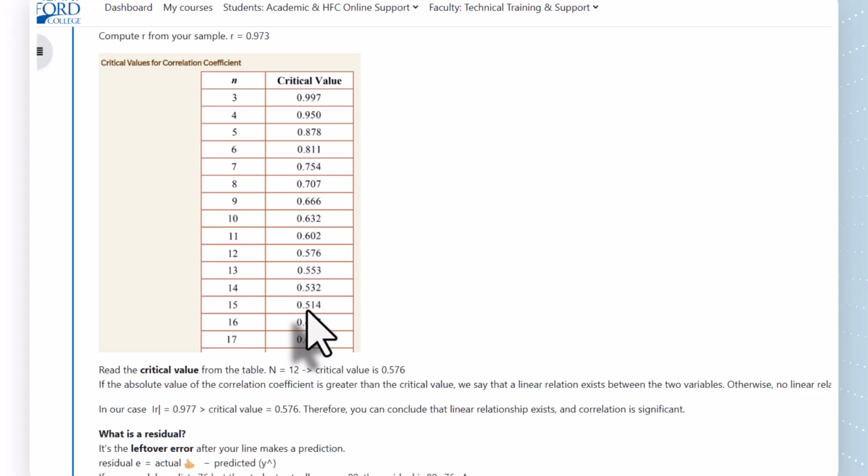So probably the question you want to ask now is, would I provide you with this table? If I ask you this question, of course you will be provided with this table, because I don't expect you to memorize this table.